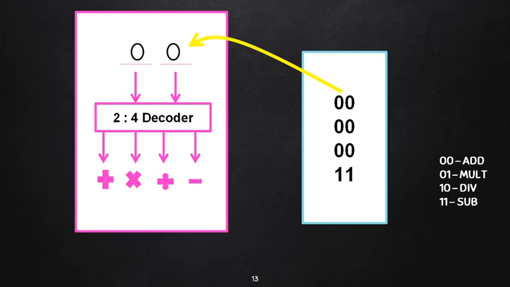So we will make the different combinations as we see on the left hand side of the slide, that is 00 for add, 01 for multiplication, 10 for division and 11 for subtraction. So 00011011 represents the machine level language, and add, multiply, division, subtraction represents the assembly level language.